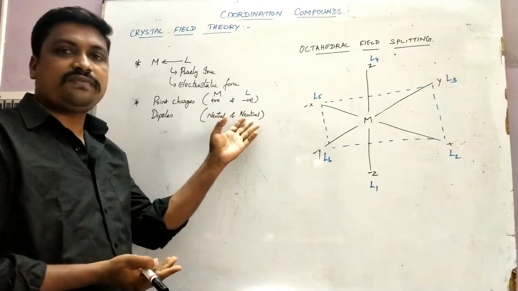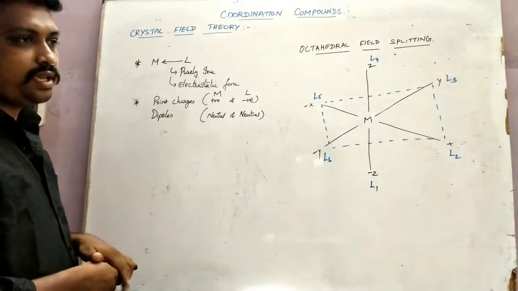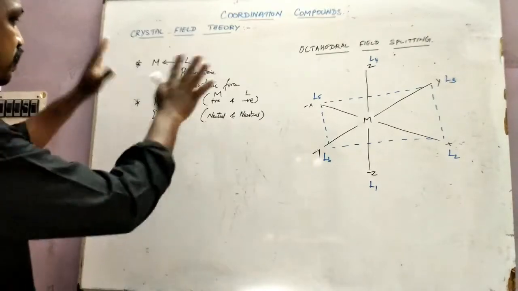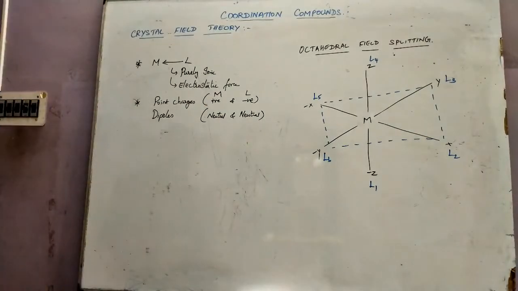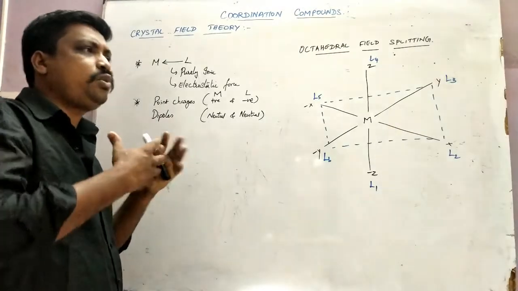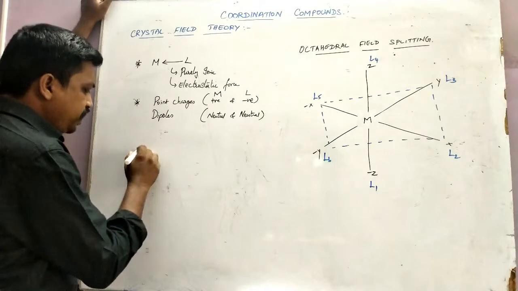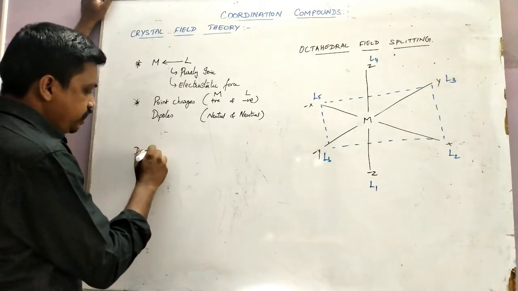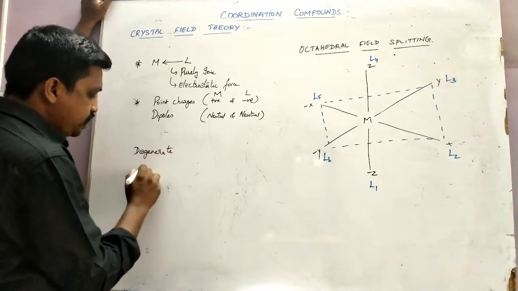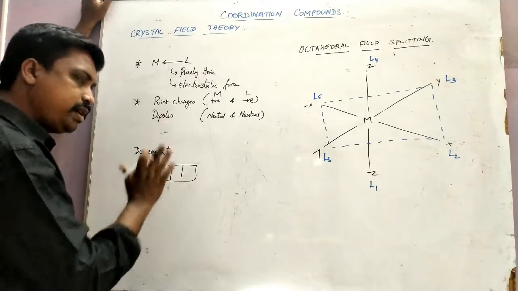In the case of ligands, a neutral ligand, for example ammonia, is considered a dipole in crystal field theory. Based on these assumptions, it explains the bond formation involving some hypothetical steps which we have to understand. See here. Actually the d orbitals are degenerate. Degenerate means all the d orbitals have the same energy. All the 5 d orbitals have the same energy.